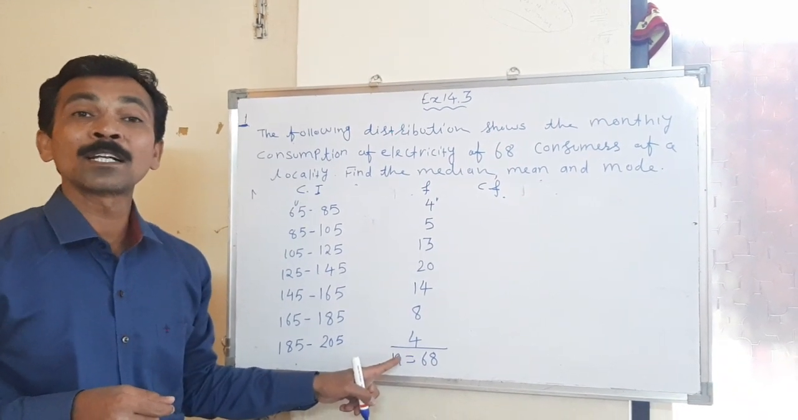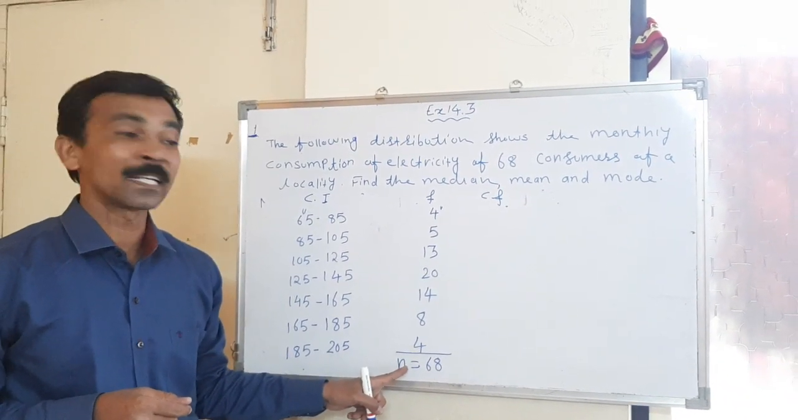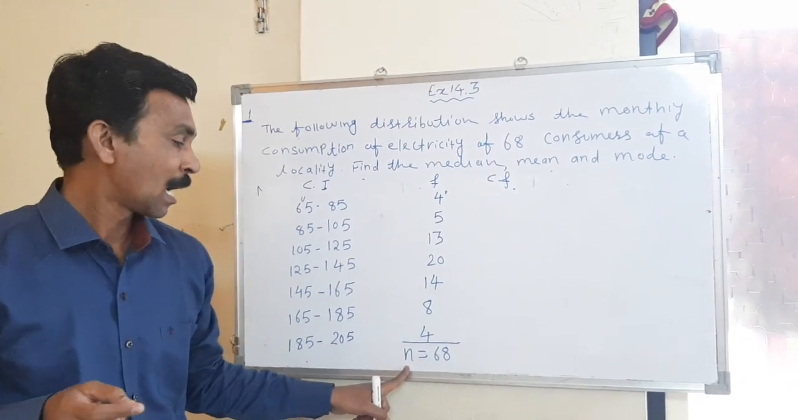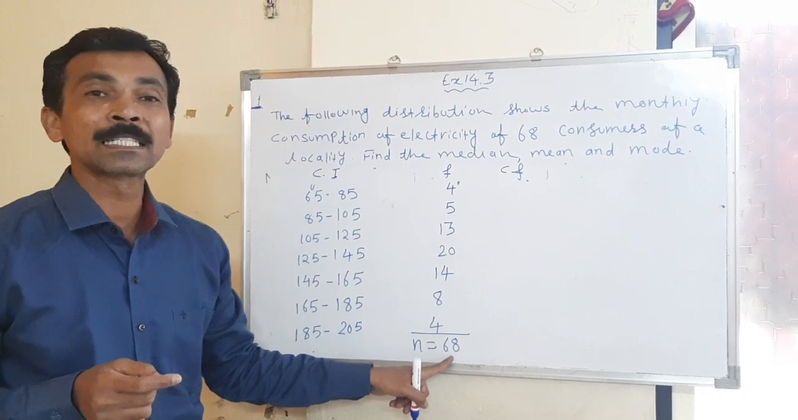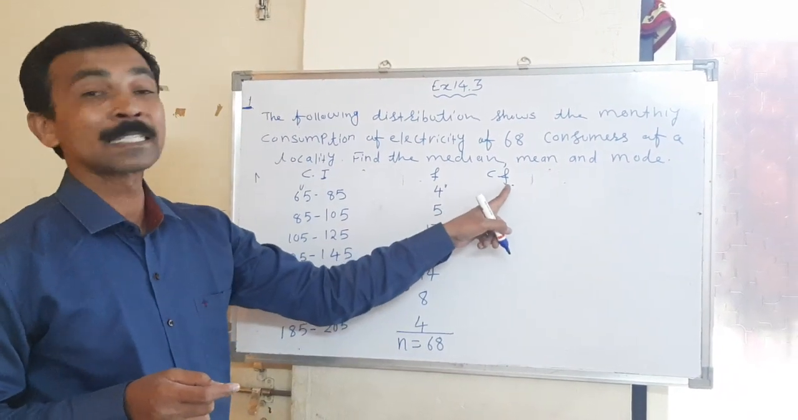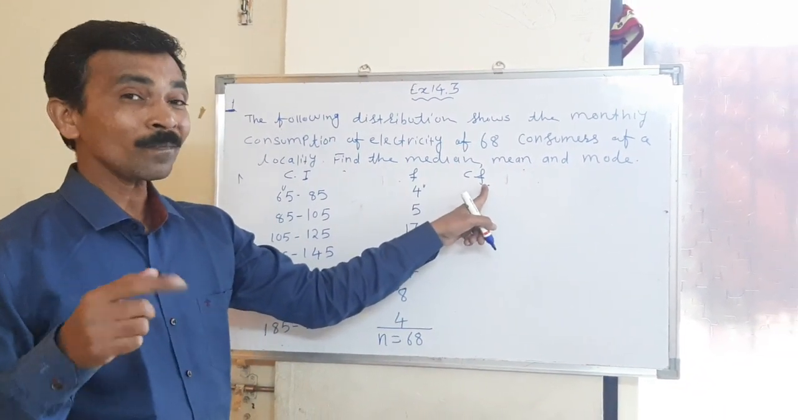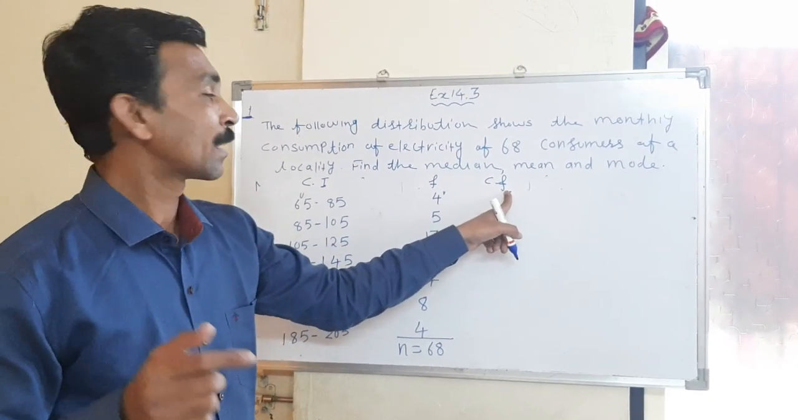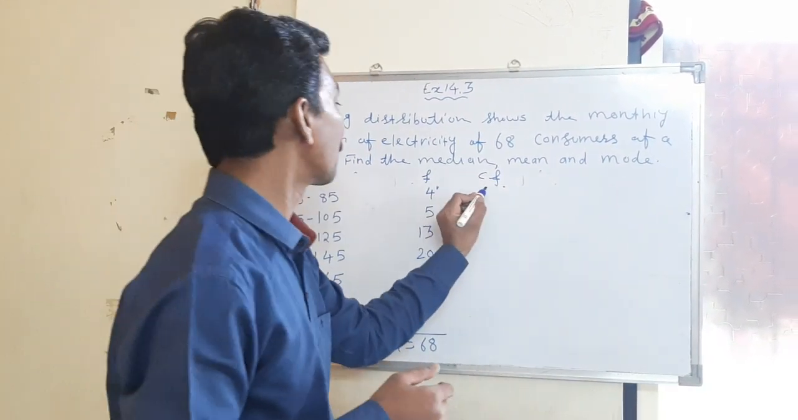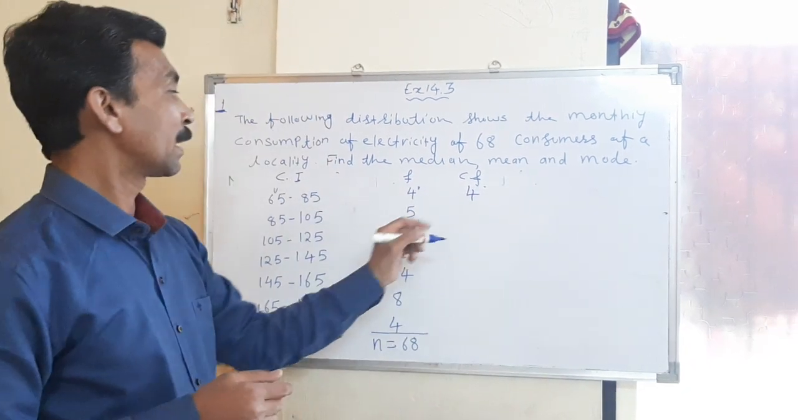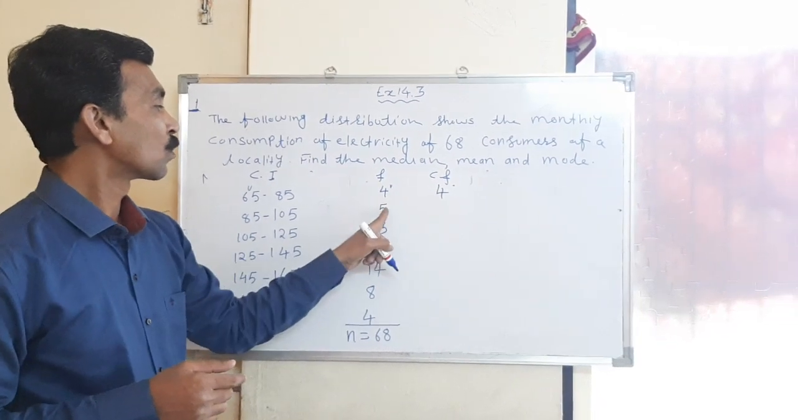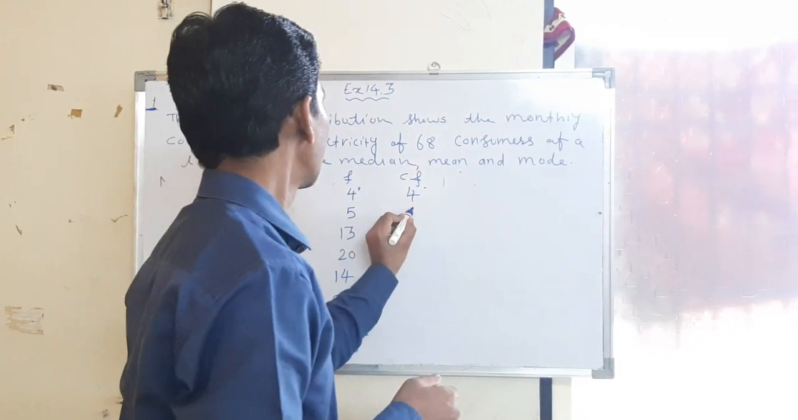But in median, instead of summation of Fi, you write N. N means total number of observations. After finding N is equal to 68, we will find CF. As I said, CF is the sum of frequencies. I'll write the first number as it is, 4, and then you have to add the consecutive frequencies. What is 4 plus 5? 9.